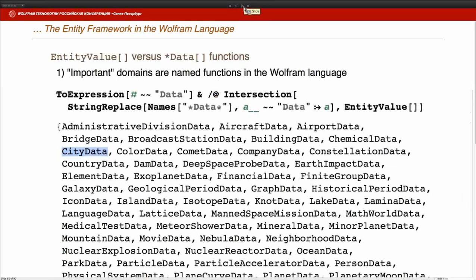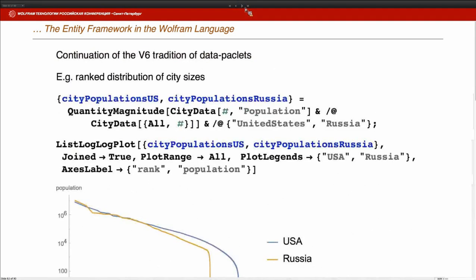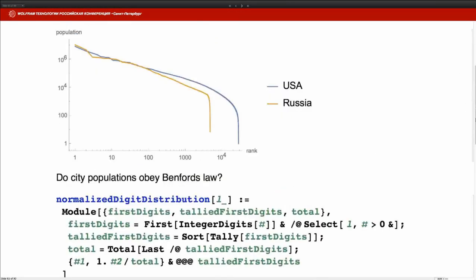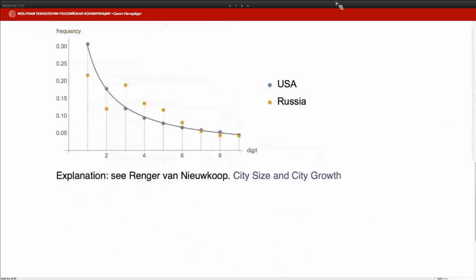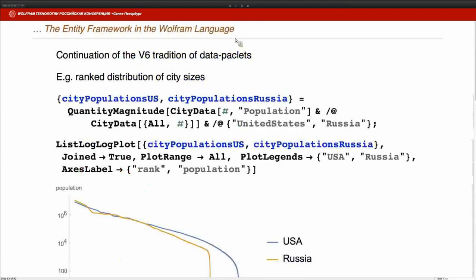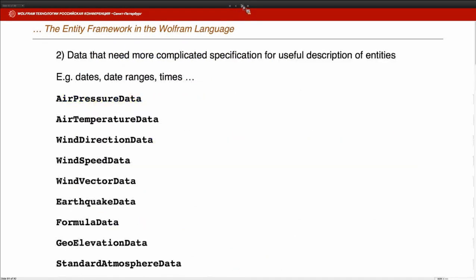But then there are many exotic things, like cat breeds. It's arguable that cat breeds is not the most important thing, so we have them in EntityValue, but we don't have them as a star Data function. On the other side, we want, of course, to continue the tradition of the data paclets to provide the functionality that we always have provided. Okay, in the spirit of time, I skipped this example.